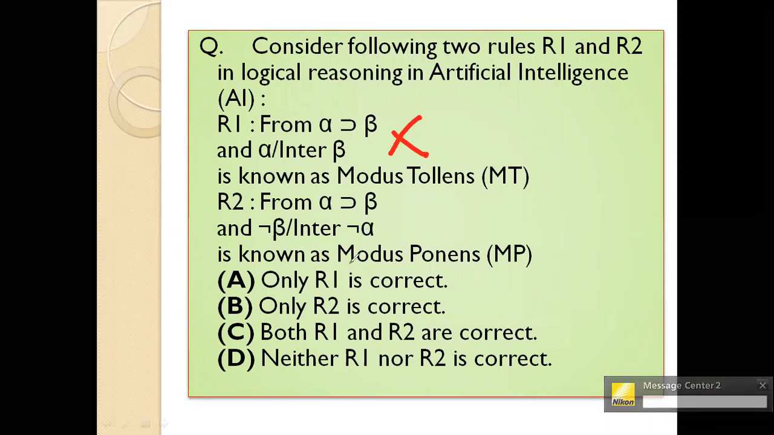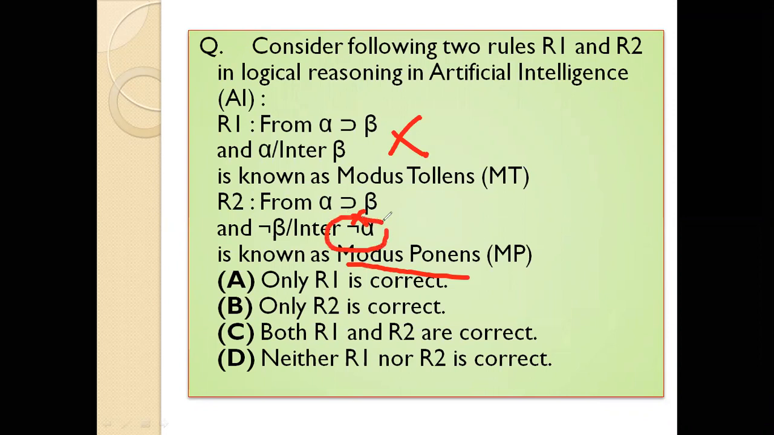This is wrong. Then from alpha implies beta and negation of beta divided by, therefore negation of alpha. And it is claimed that this is Modus Ponens. But you know in Modus Ponens, there should not be any negation. Means that the antecedent part is happening. But this is not the case here, because here we have given negation of alpha. So this is also not true. So of course the answer will be our D.